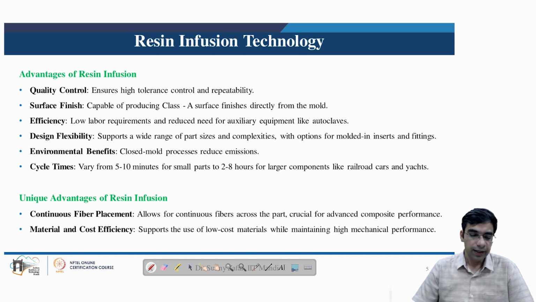The unique advantage of resin infusion also lies in two points, that is the continuous fiber placement. This is very important when we are using continuous fibers for structural parts such as wind turbine blades, because continuous fibers can be spread across the complete part, which is crucial for advanced composite performance. The material and cost efficiency also support the use of low cost materials while maintaining high mechanical performance.